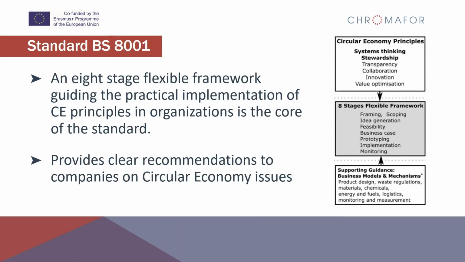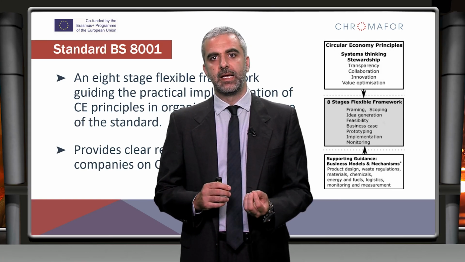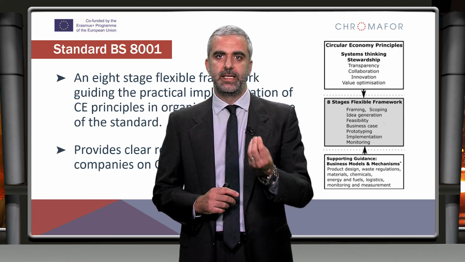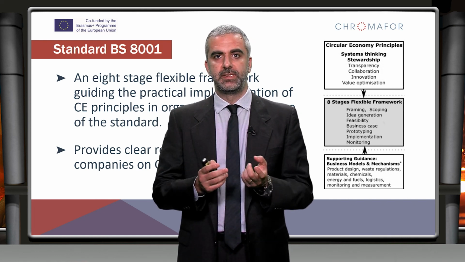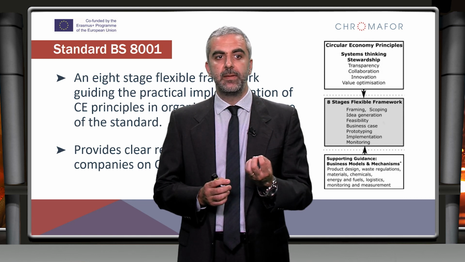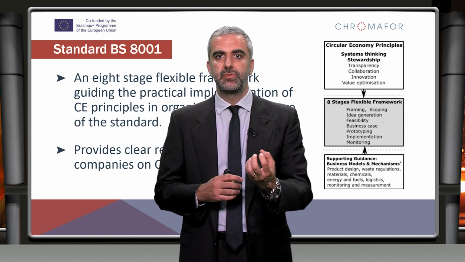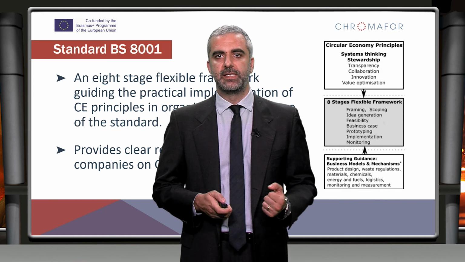The standard provides a clear recommendation to companies on circular economy issues. And in the end, also, the standard provides a level of circularity from 0, that is the smallest one, to 4, that is the highest one. So, the company in the end, after this assessment, has some indicators related to the principle and a global circularity indicator, and some recommendation to practically improve its level of circularity.